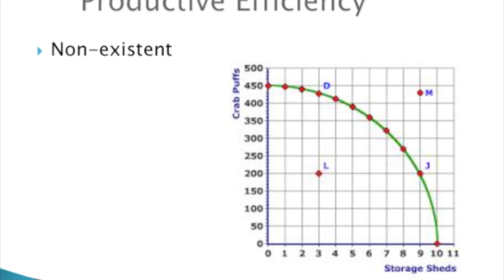Productive efficiency. While we currently attain L, which is inside the production possibilities curve, because we are not using all our resources, like labor, to full potential, we cannot attain M, but we can certainly attain D or J, which would almost produce twice the amount of output as we get with L.